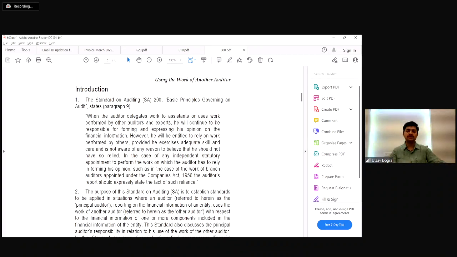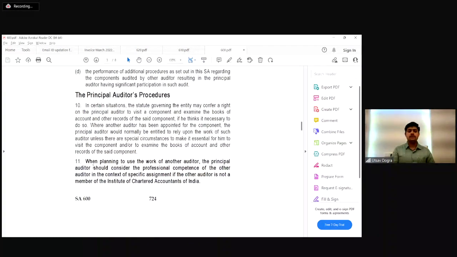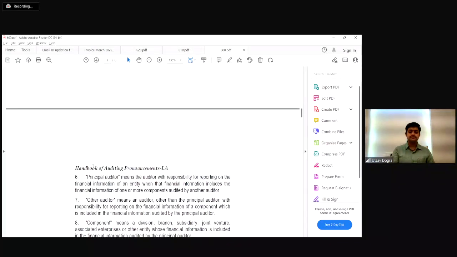For this standard, we would say the principal auditor is the one who is supposed to audit the consolidated financial statements. So there is one basic thing: the standard on auditing applies only when there is a consolidated financial statement. That means the entity has more than one component. It may be called a branch, a division, a subsidiary, a joint venture, or an associate enterprise, as has been given in para 8 of the SA itself.